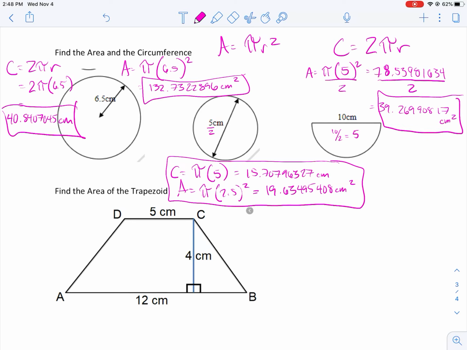And to find our circumference, again, it's not 2 pi r, because we got the diameter. So 10 times pi, then divide that by 2. So our circumference is 15.70796327 centimeters.